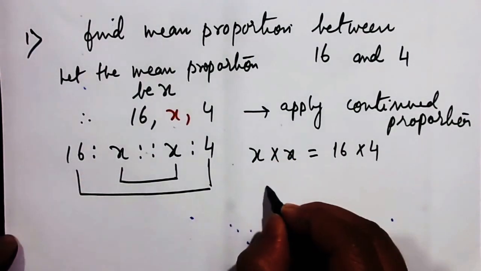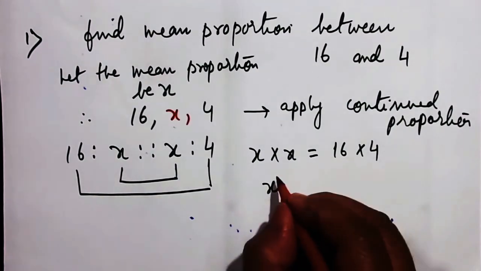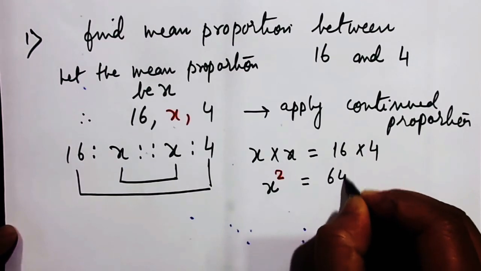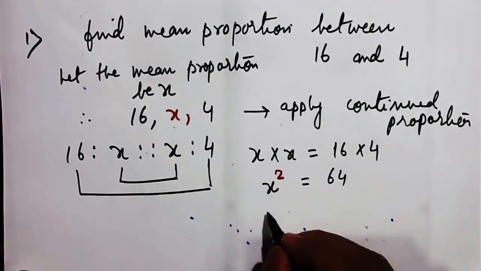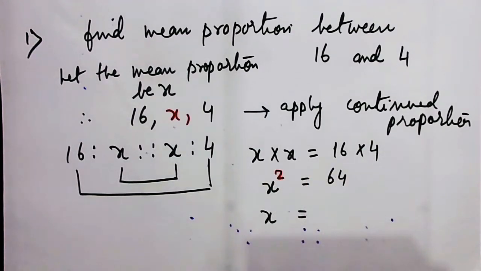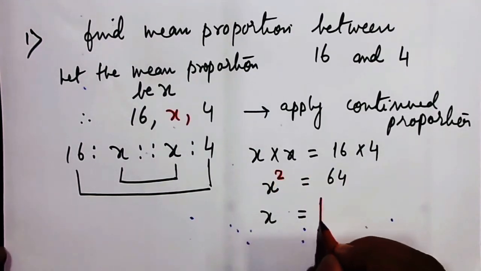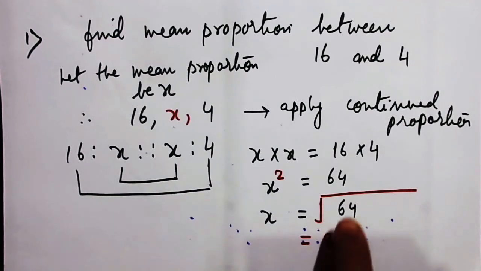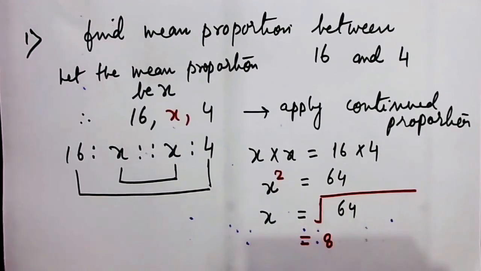X times x is equal to x square is equal to 64. Now, when you find the value of x, the square will move on to that side and will get converted to root. So root 64, and root 64 is equal to how much? 8. Root 64 is equal to 8, or square root of 64 is equal to 8.